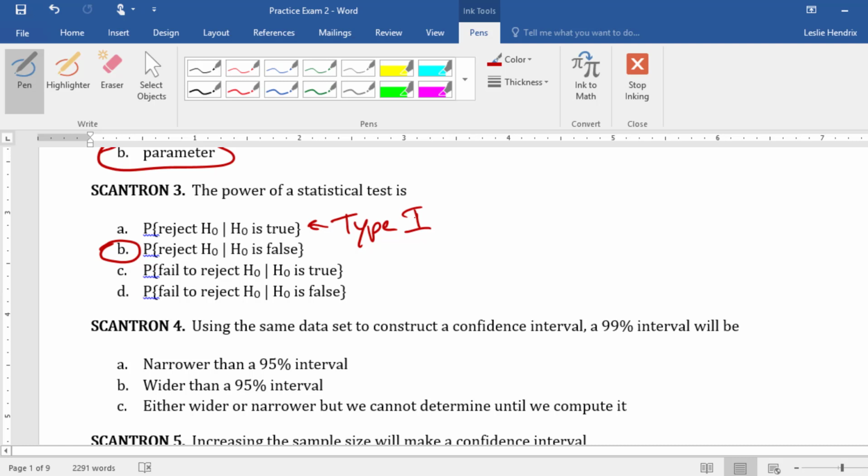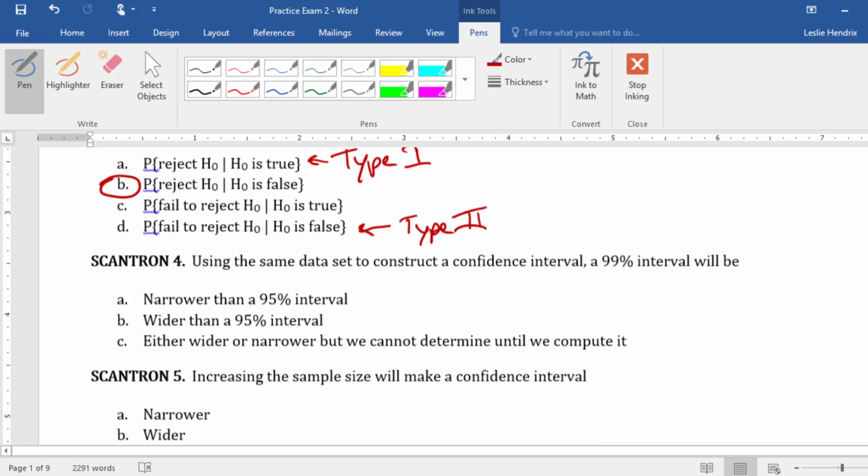And then remember that power and beta, the type 2 error rate, the events that lead to those are complements of each other. And so if power is the probability of rejecting the null given that the null is false, beta is the probability of failing to reject the null given that the null hypothesis is false. So this guy right here is a type 2 error. So know those definitions. You'll need to know those for your test.